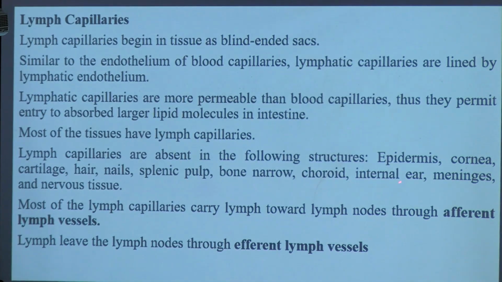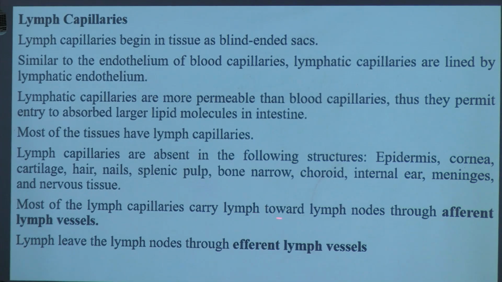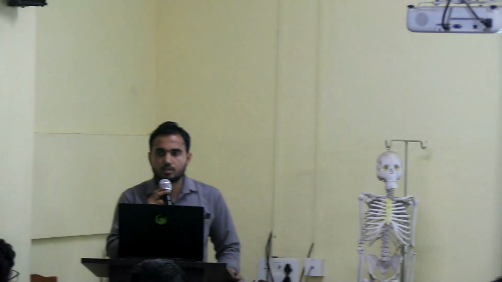Bone marrow, choroid, internal layer, meninges, nervous tissue. These are the areas where lymph capillaries are absent. Okay, that is the exception. Next, most of the lymph capillaries carry lymph towards the lymph node through the afferent lymph vessel. Now this is very important because after that we are going to discuss the lymphoid organs.